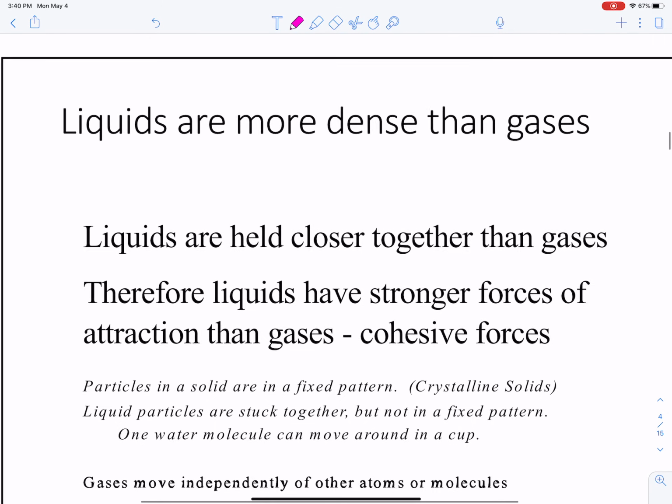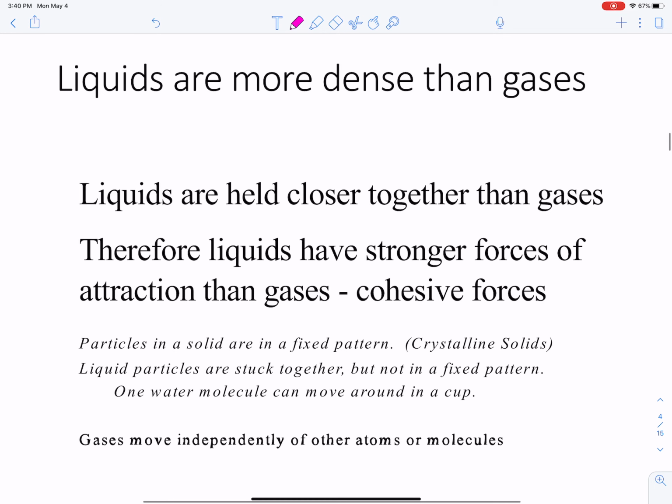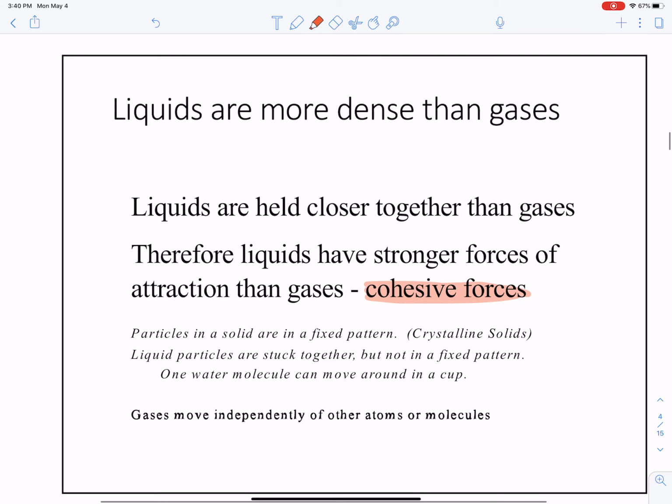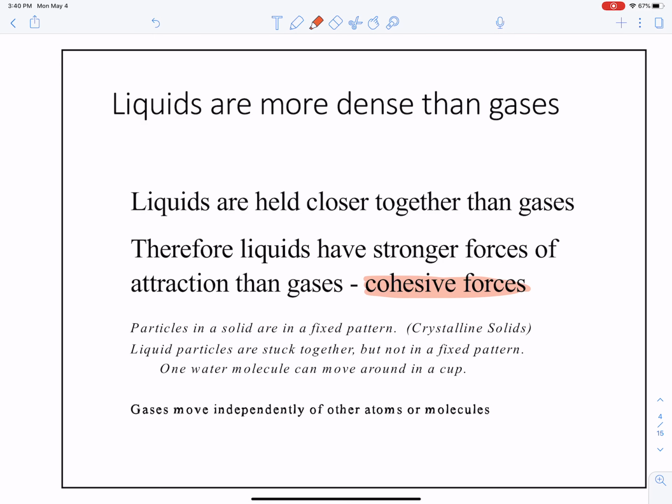Now, liquids are more dense than gases because they are held closer together than gases. So they have something called cohesive forces. These cohesive forces are sometimes called things like surface tension. But these cohesive forces are a little bit more interesting than just surface tension. These cohesive forces have something to do with how molecules interact one with another.